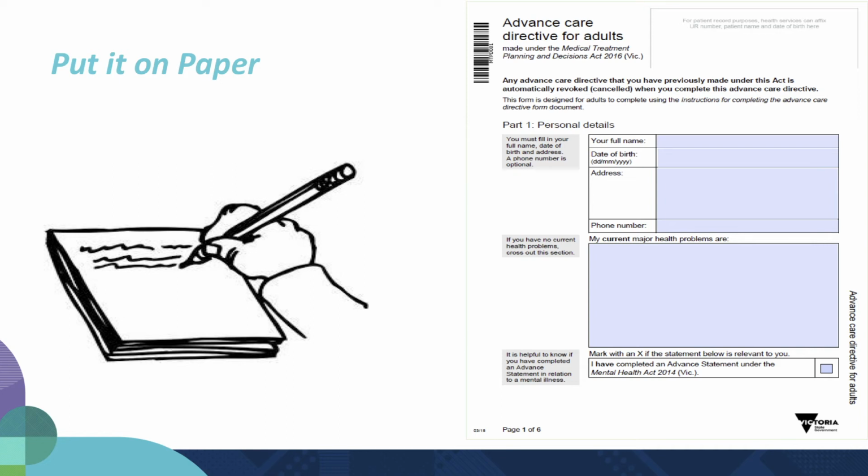So putting it on paper involves writing an advanced care directive. It's very important to remember that only someone with decision-making capacity can make an advanced care directive. You can't make an advanced care directive for somebody else who's already lost decision-making capacity. Only you can make an advanced care directive for yourself. An advanced care directive can be made by any person, including a child who has decision-making capacity in relation to each statement in their directive, as long as they understand the nature and effect of each of those statements.